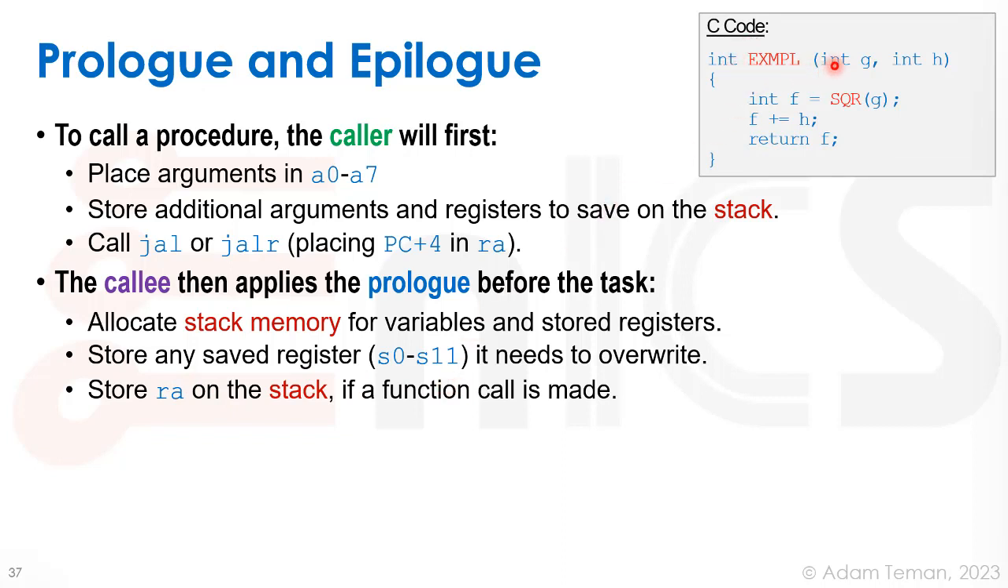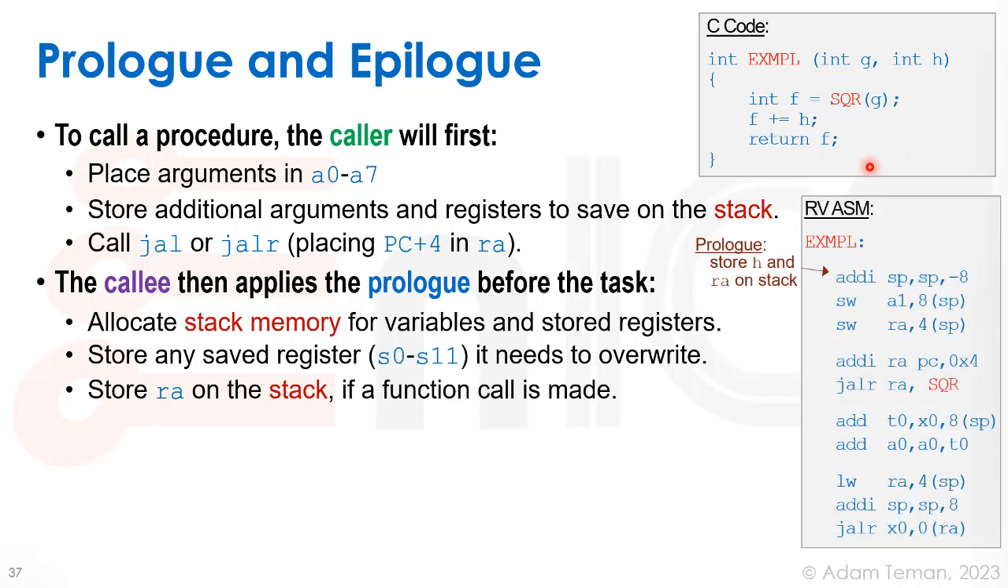So this is an example. It gets arguments G and H that are both ints, and it is not a leaf. This is not a leaf function because it's going to call SQR of one of those variables and then do something with it. So how is this going to work? And again, this is just an option. A lot of these things can actually be done in registers and not use memory, but I just wanted to show you how to use the memory.